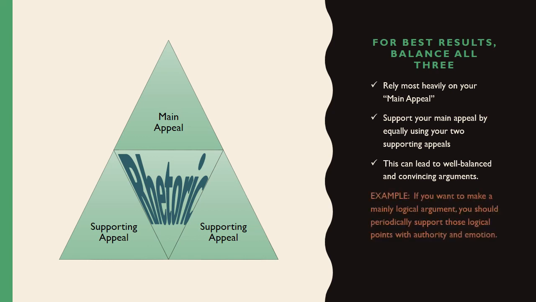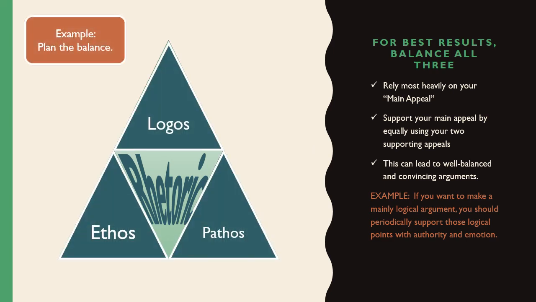And this can lead to a well-balanced and convincing argument if you use rhetoric this way. So, for example, if you want to make a mainly logical argument, you should periodically support your logical points with authority and emotion. And so if we look here, you can see we've put logos at the top of the pyramid and ethos and pathos down below supporting it, and that leads to balanced rhetoric.